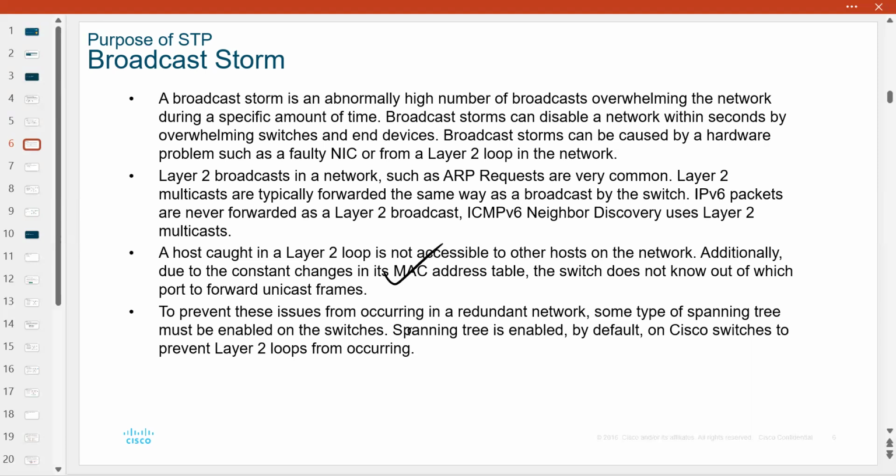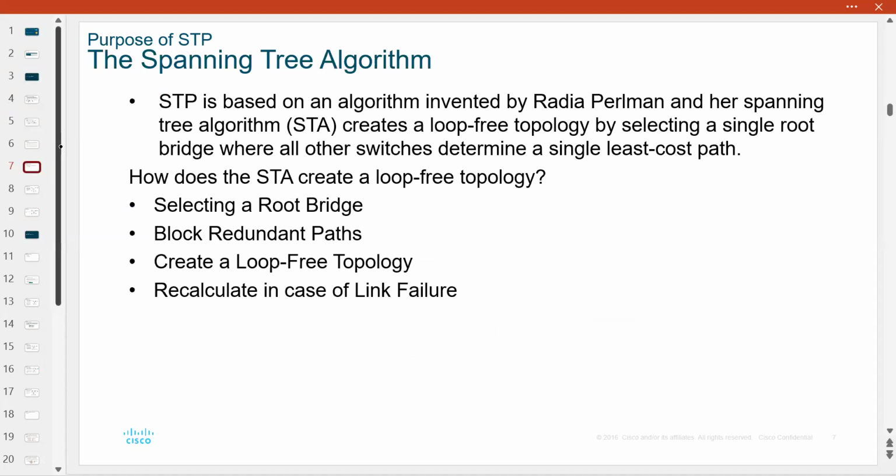To prevent these issues from occurring in a redundant network, some type of spanning tree must be enabled on the switches. So to prevent layer 2 loops and broadcast storms, we have what we call spanning tree, which helps in preventing those. We'll discuss exactly how it does that. We have the STA, the spanning tree algorithm, which creates a loop-free topology by selecting a single root bridge, where all other switches determine a single least cost path. We'll discuss the least cost path and the root bridge. How does the STA create a loop-free topology? These are the steps used by this algorithm.